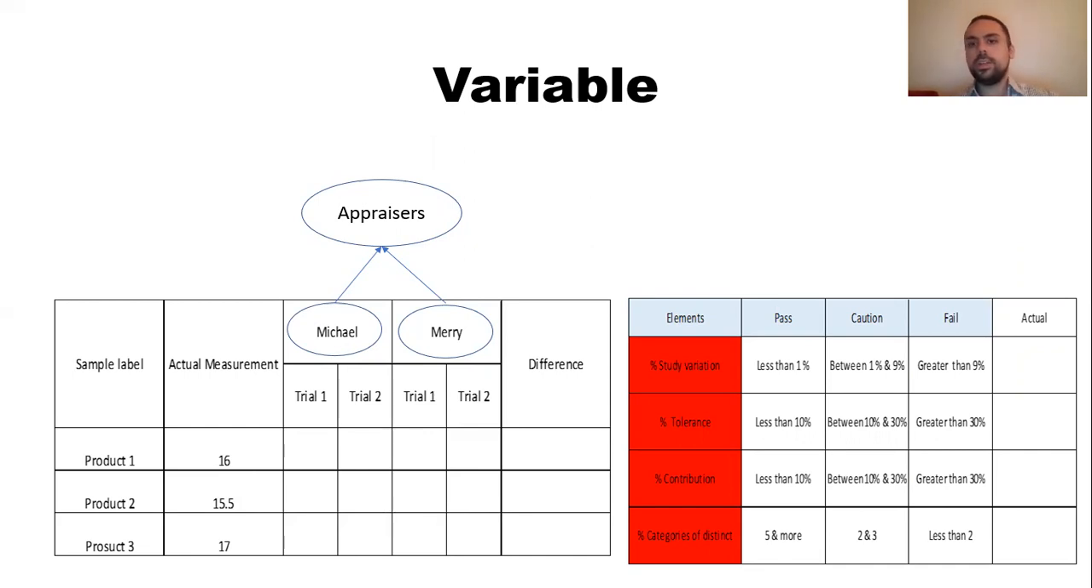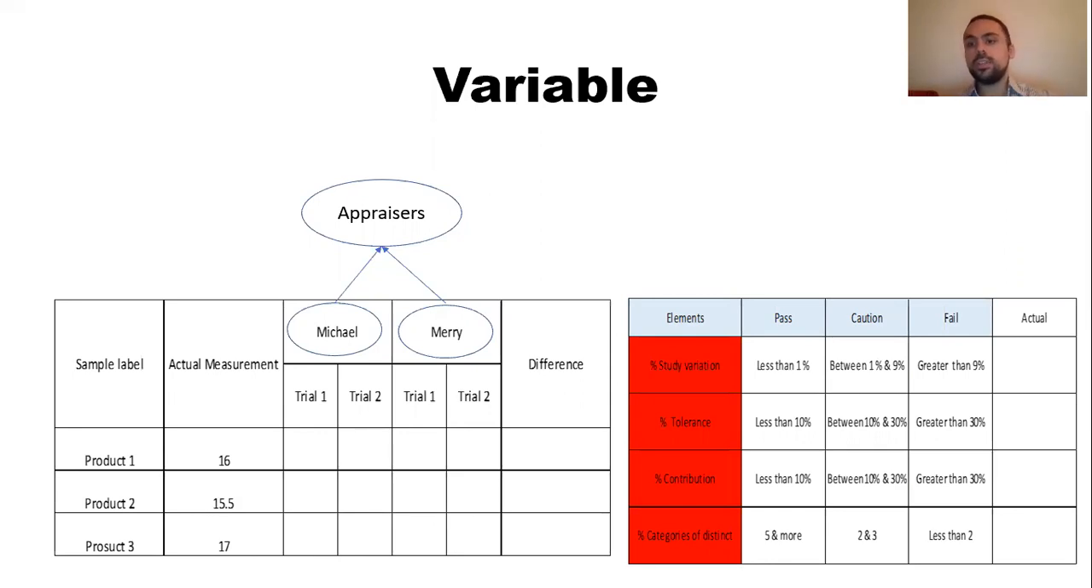The first one is the study variation. If it's less than 1%, it's okay, the measurement system is passed. If it's between 1% and 9%, it's passed, but we need to pay attention to that system. If it's more than 9%, that measurement system has failed. For the tolerance and contribution, both are the same. If it's less than 10%, it's okay, the measurement system is passed. Between 10% and 30%, it's passed with caution. And more than 30% means that our measurement system has failed.